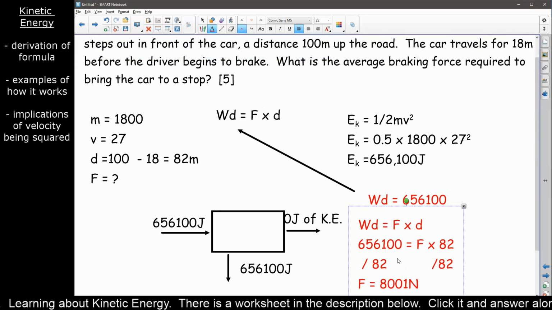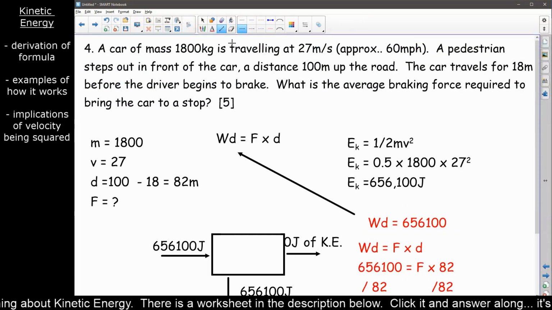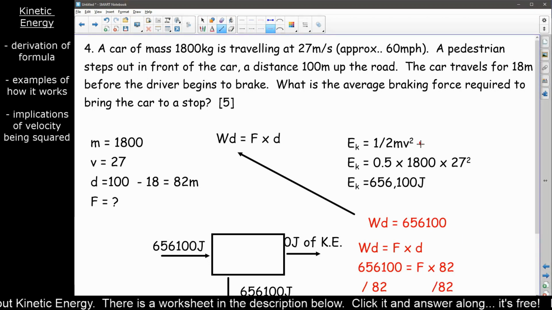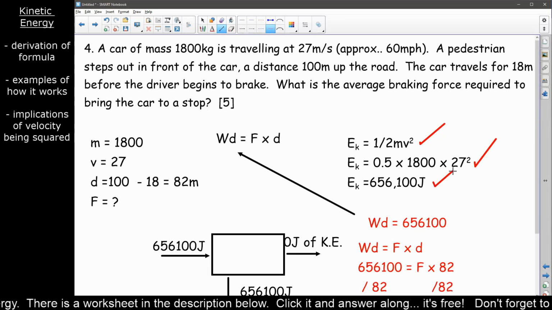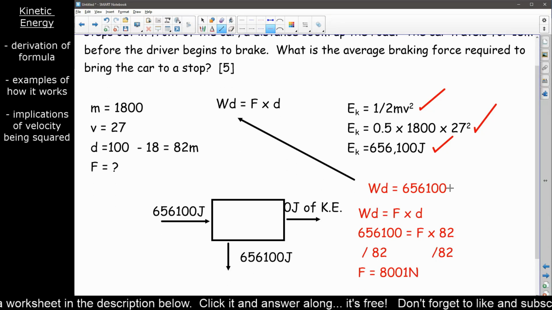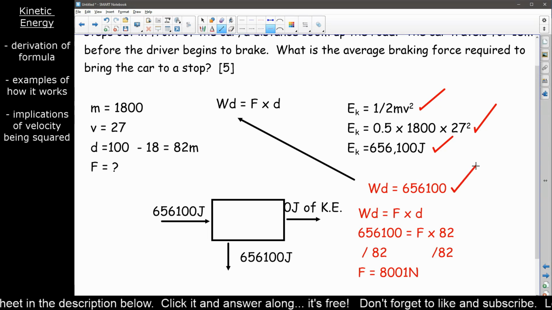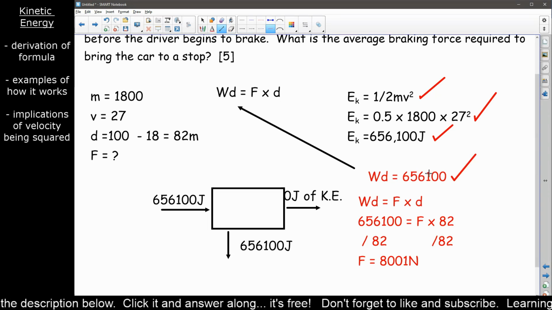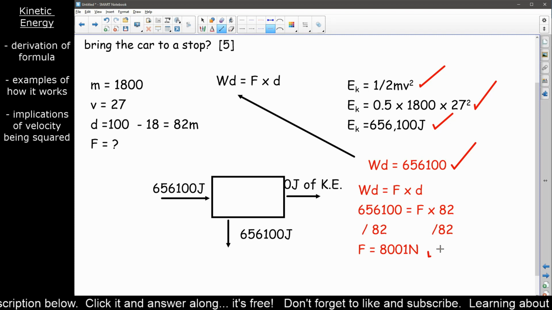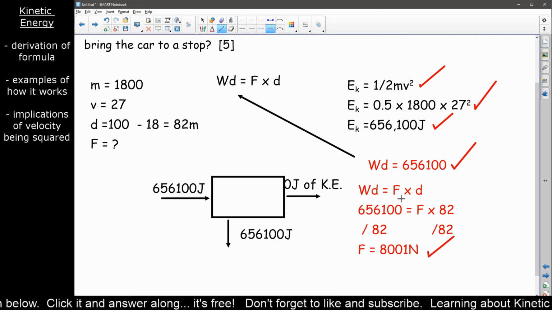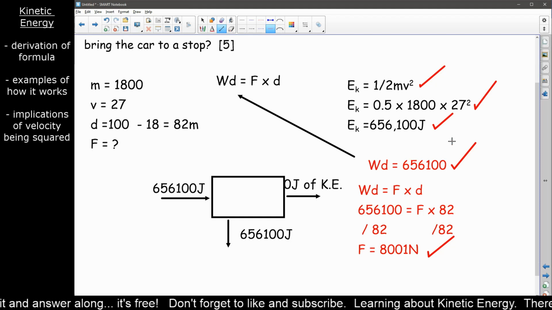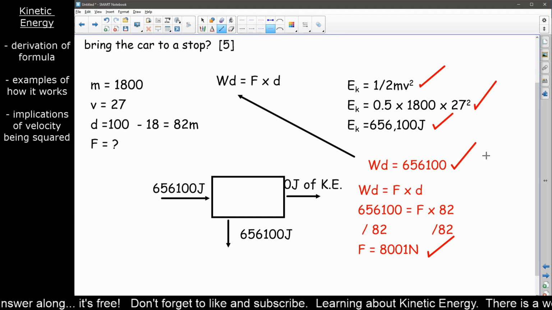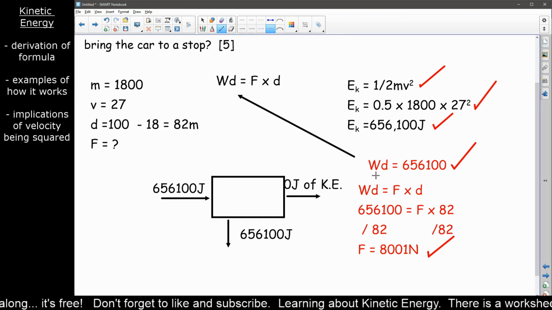Right, so mark grid for that. 5 marks available. Let's see what we've got. We get 3 marks for doing this bit. Okay, formula, working, answer. We then get a further mark for recognizing that this is the work done. That gets me my 4th mark. And my 5th mark then comes from just the answer. The intervening working out doesn't actually matter in this one. This is where the concept is here. And this is where the extra marks are available.